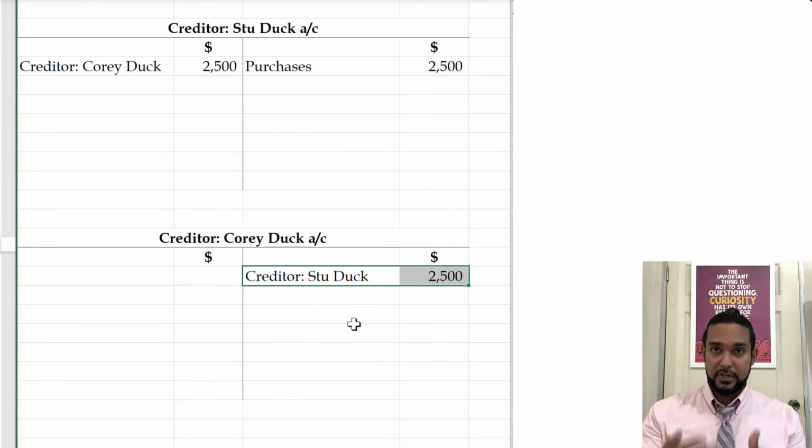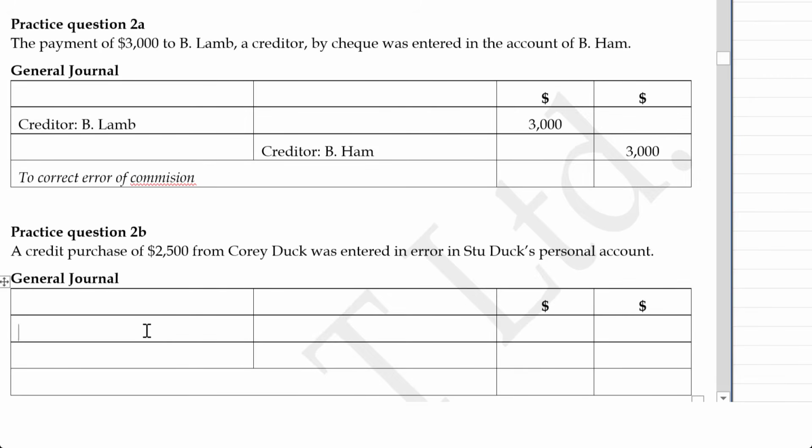The answers will come if you ask the questions. If you can't figure out the answers, ask me, ask your friends, ask your teacher. Somebody must know. Okay, so let's put it here now. So we had to debit creditor Stu Duck for 2,500, and then creditor Corey Duck was supposed to be credited and is credited now. Right, so to correct error of commission.